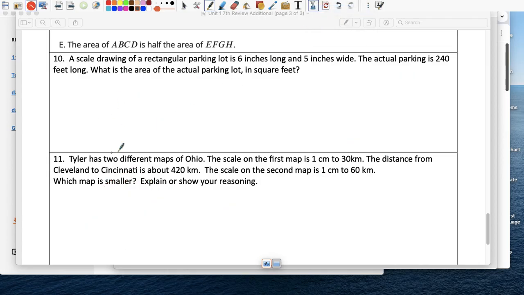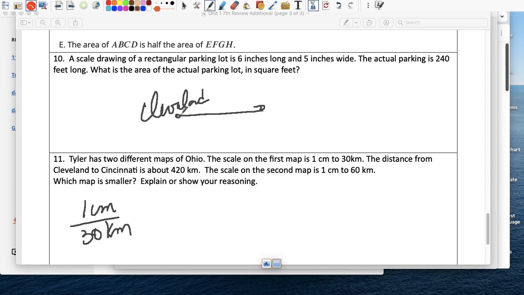Number 11. Tyler has 2 different maps of Ohio. The scale on the first map is 1 centimeter to 30 kilometers. Okay, I can understand that. It's the same problem as before. The distance from Cleveland to Cincinnati is what? 420 kilometers.